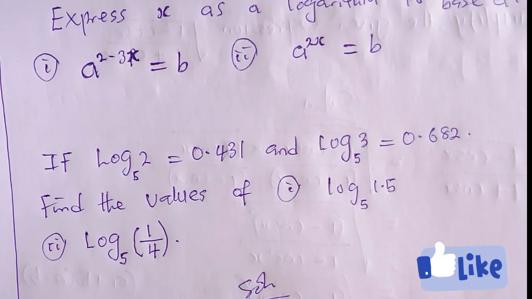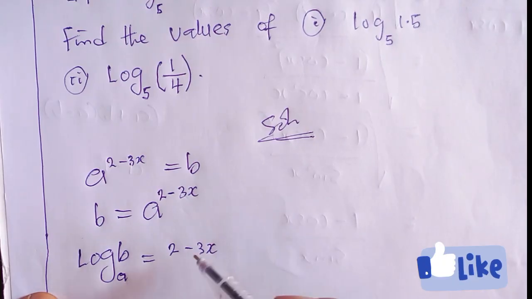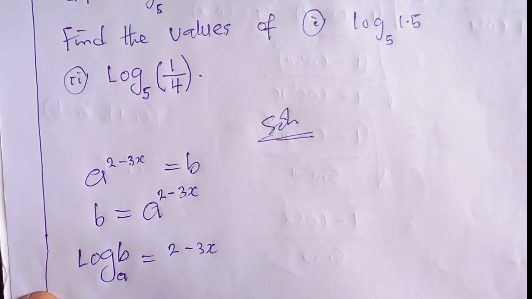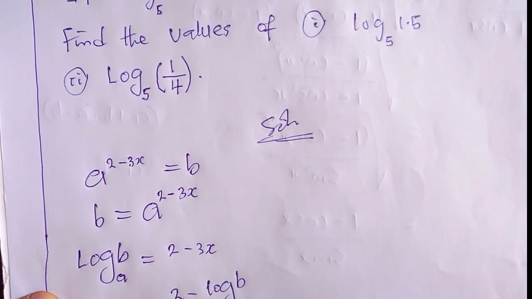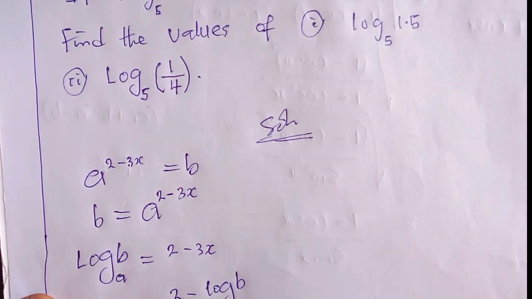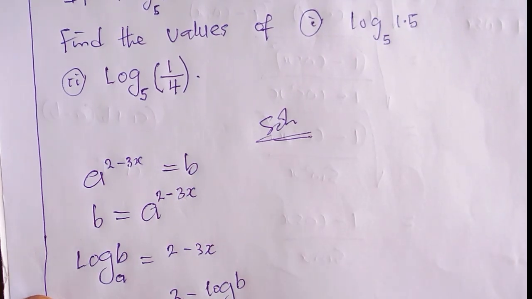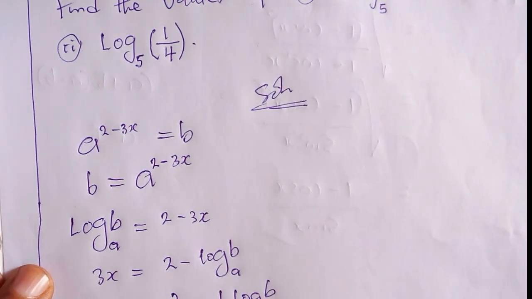So we are going to make x the subject of the formula. So this becomes, bring this there, bring this there. We're going to have 3x is equal to 2 minus log b. So we are going to divide both sides by 3. x will be equal to 2 all over 3 minus 1 all over 3 log b. So this is the expression for x in the first one.